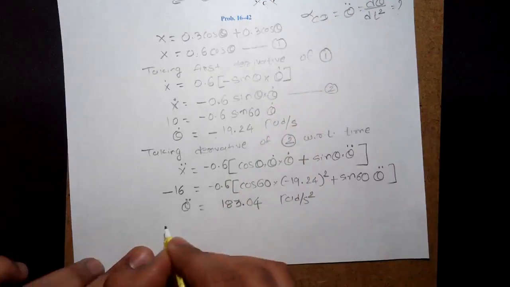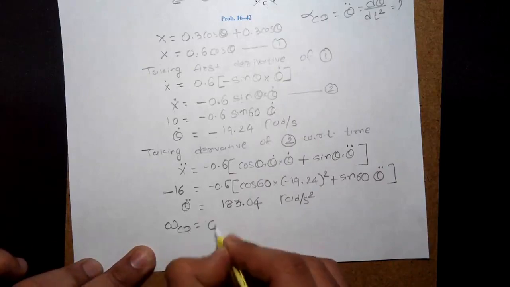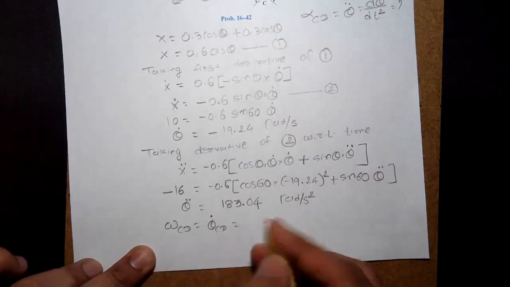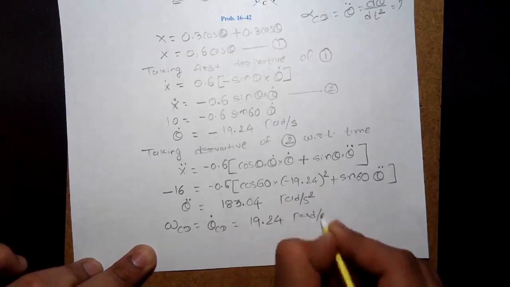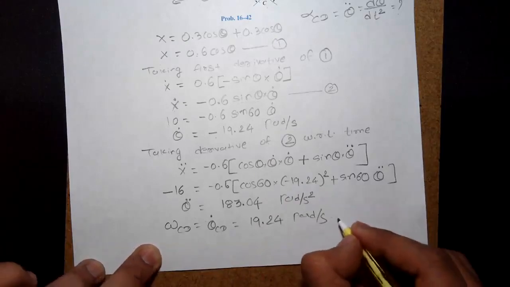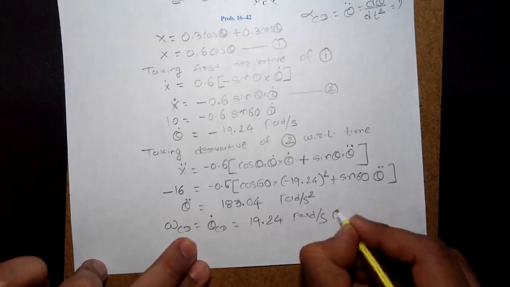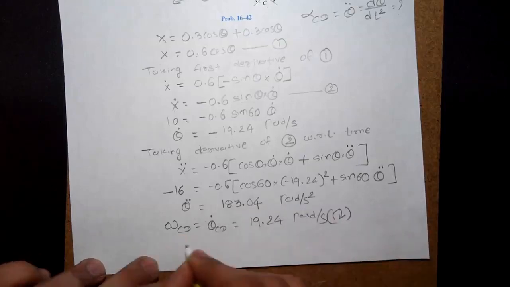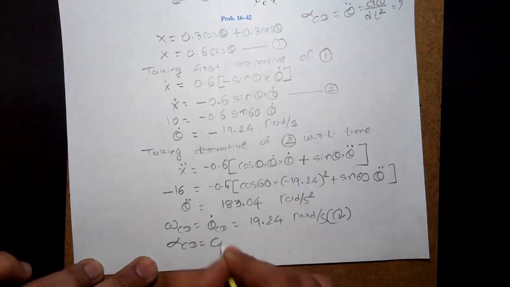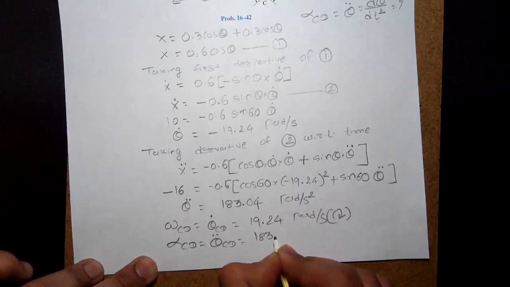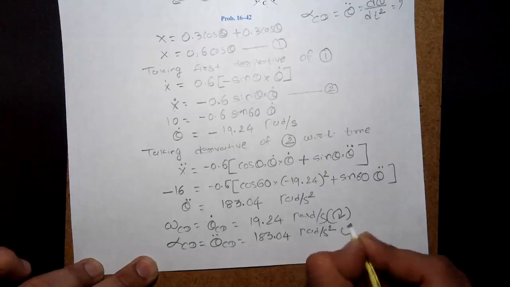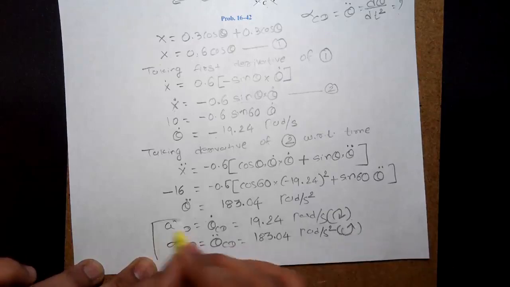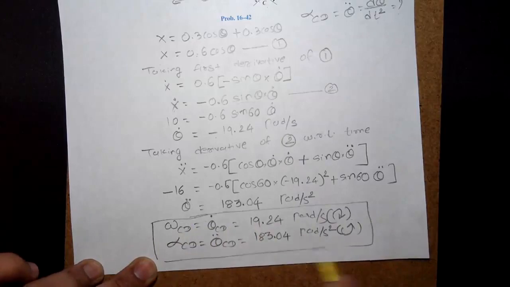So our final answer is omega CD, which is theta dot CD, equal to 19.24. I write the positive number here, but then indicate the sign using the arrow, and this is clockwise. Then we have alpha CD, which is theta double dot CD, equal to 183.04 radians per second squared, and this is counterclockwise. These are our final answers.